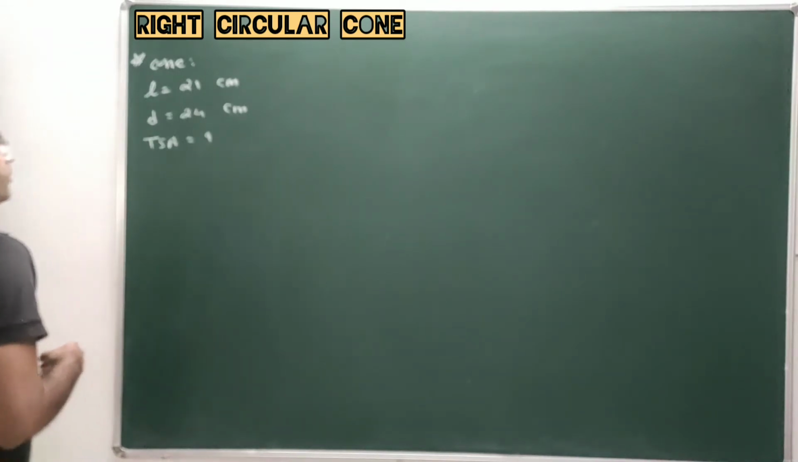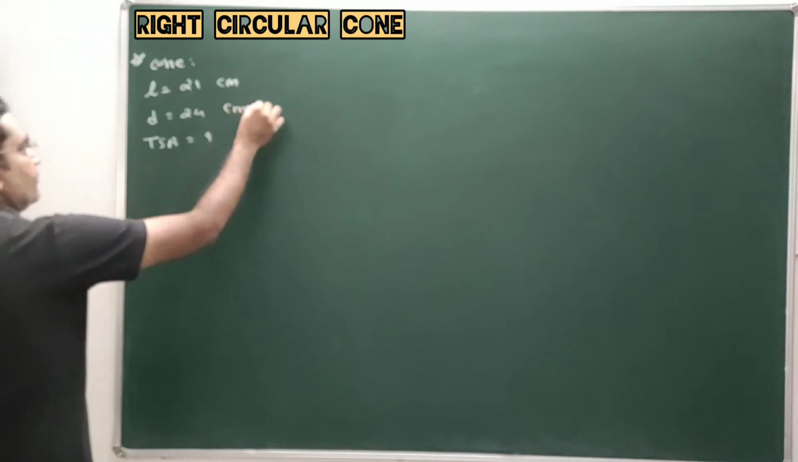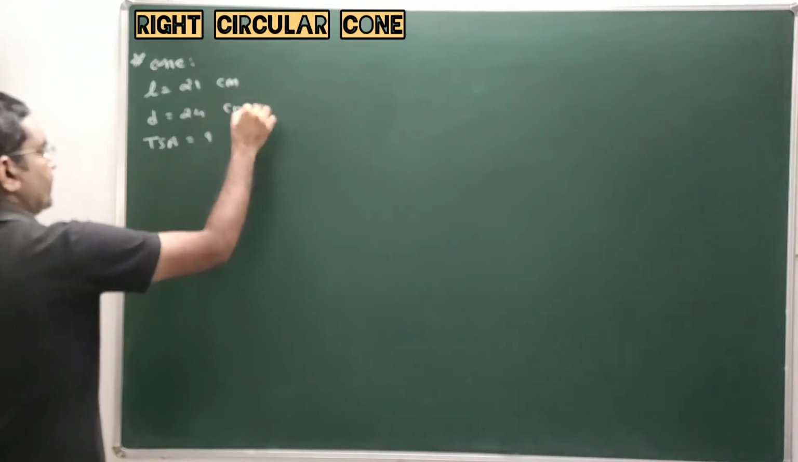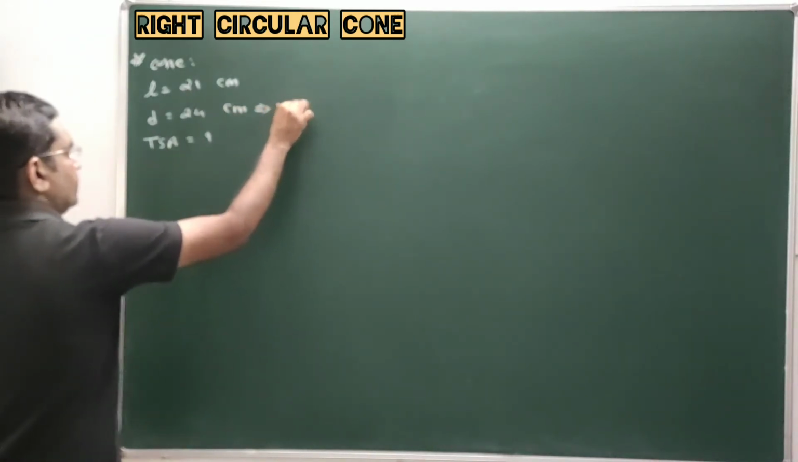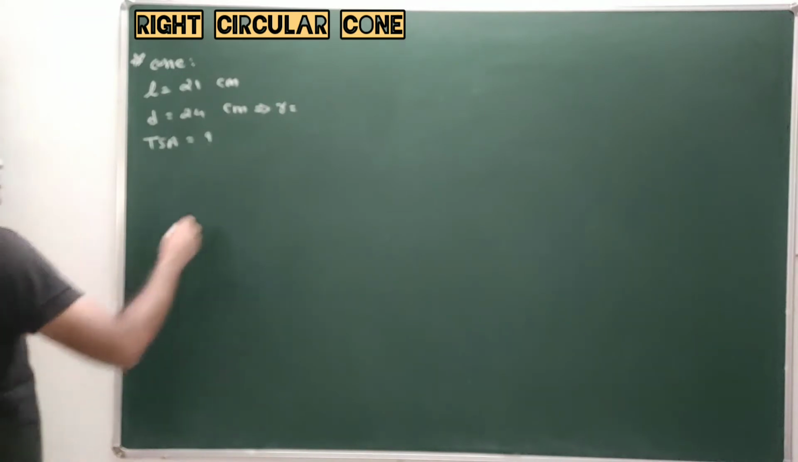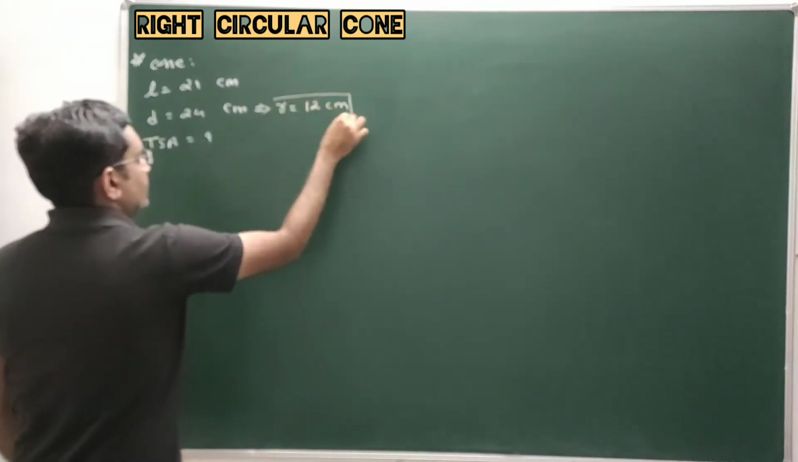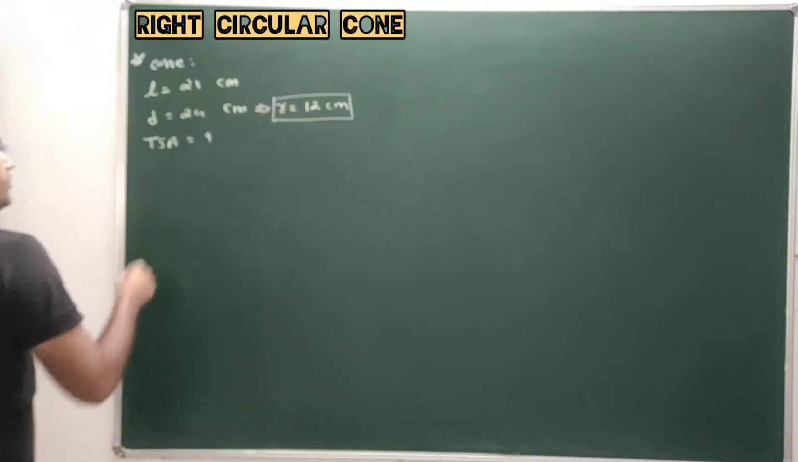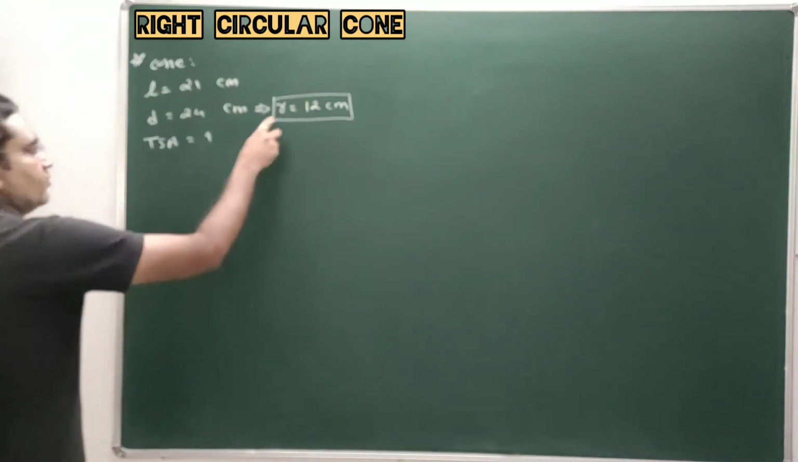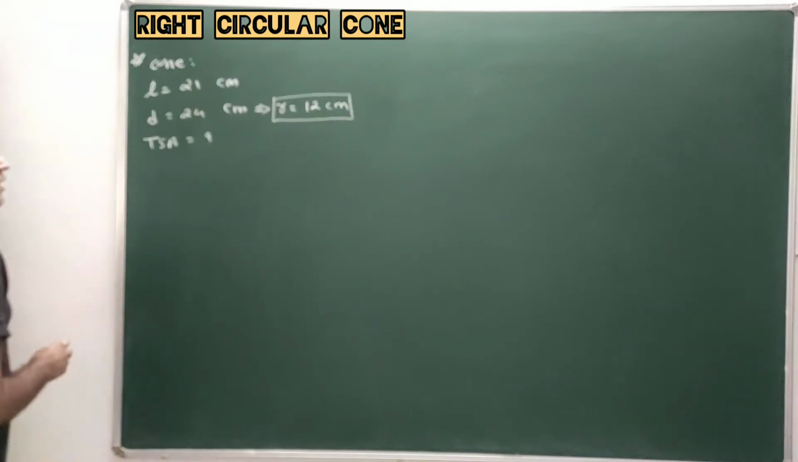Here we require the value of radius. Diameter is given, so radius is half of the diameter. Diameter is 24 centimeter, so radius is 12 centimeter.